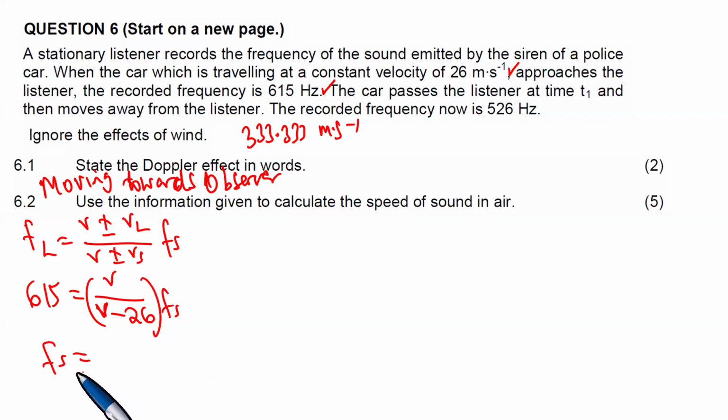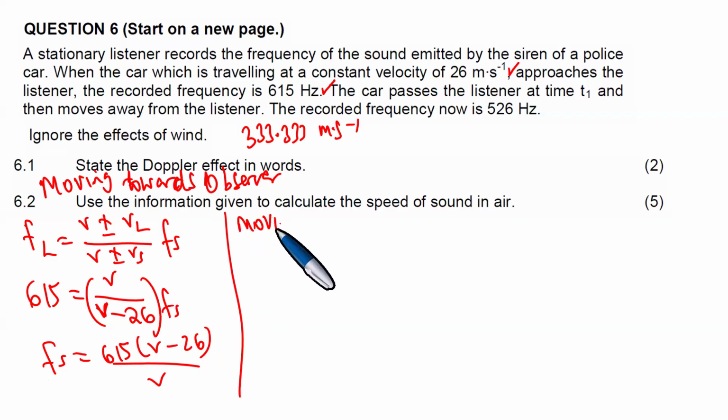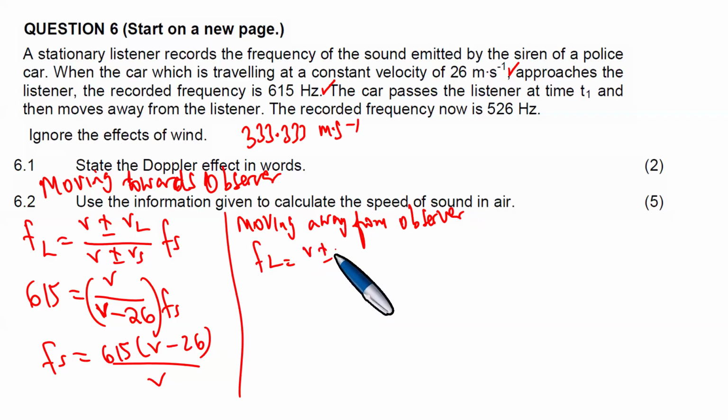So the frequency of the source can be written as 615 V minus 26 over V, where V is velocity, when moving away from the observer. Which is VL divided by VS.